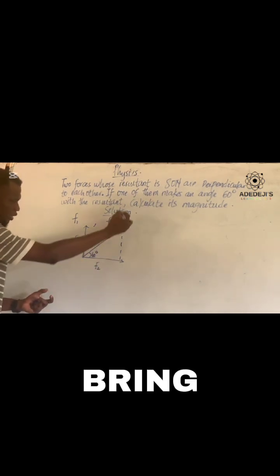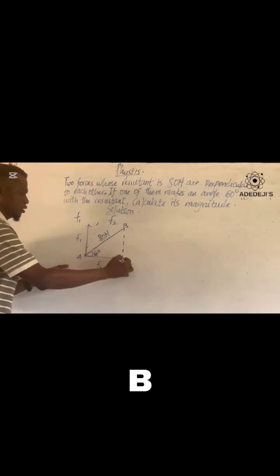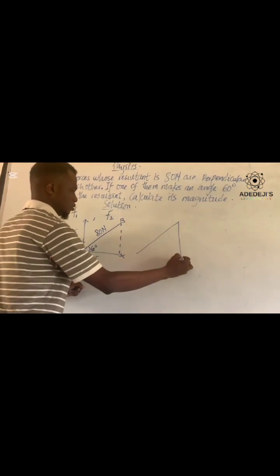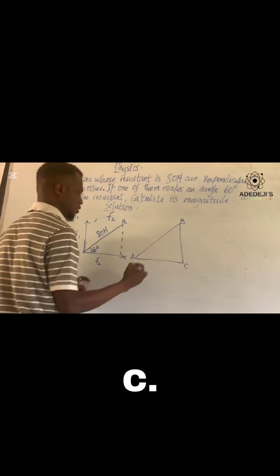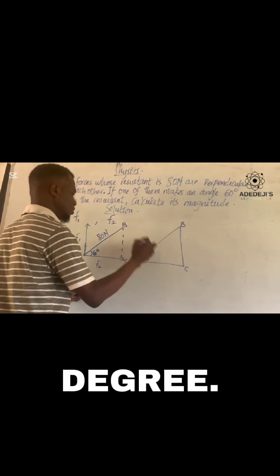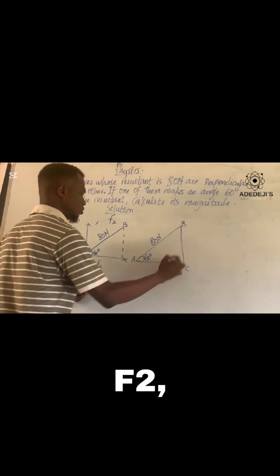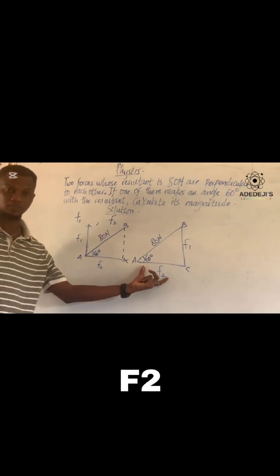Now, let's bring out the triangle. Let's say A, B, and C. So I have triangle A, B, C. Here, 60 degrees. Here, 80 Newton. My F2, my F1. Of course, I'm looking for F2.